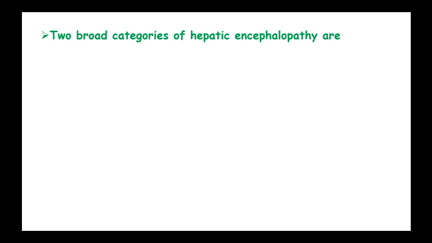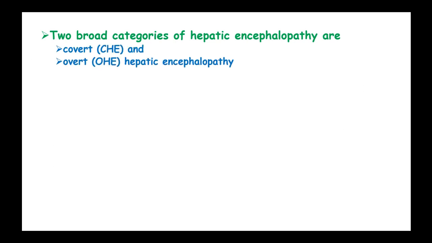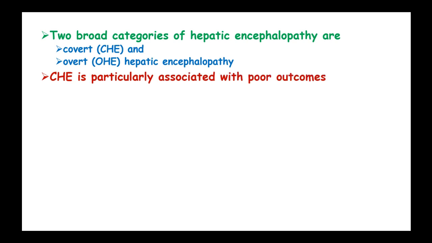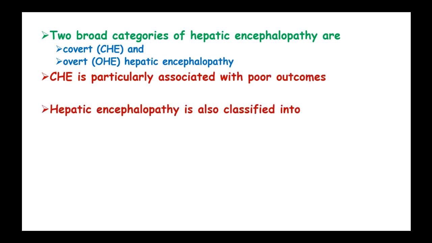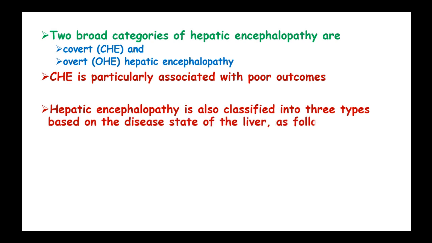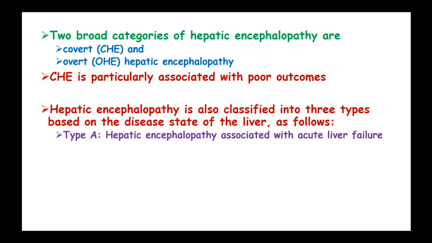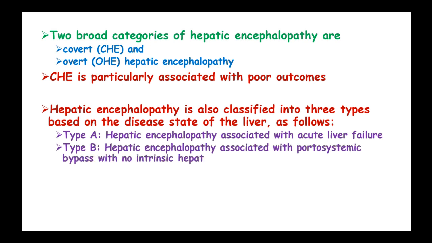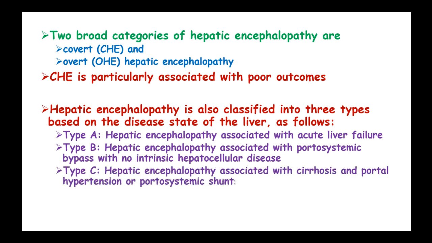There are two broad categories of hepatic encephalopathy: covert and overt. The covert type is particularly associated with poor outcomes. Hepatic encephalopathy is also classified into three types based on the disease state of the liver. Type A is associated with acute liver failure. Type B is associated with portosystemic bypass with no intrinsic hepatocellular disease, and type C is associated with cirrhosis and portal hypertension or portosystemic shunts.